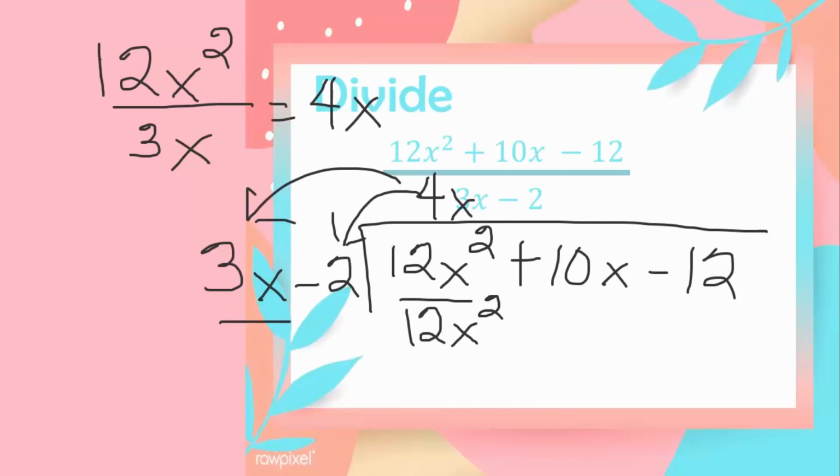So, 4x times negative 2 is equal to negative 8x. So, ayan, magkapareho na sila ng variable. Then, isasubtract na natin yan. Okay, kailangan na natin siya isubtract.